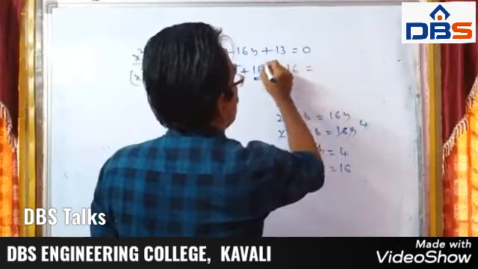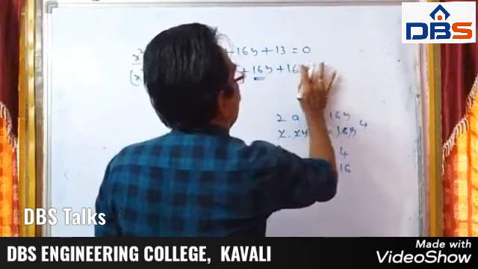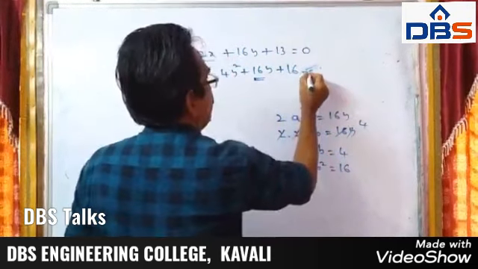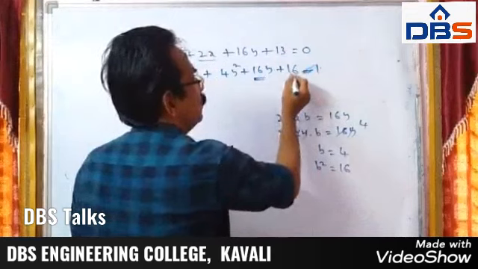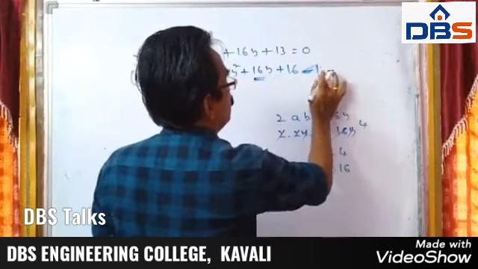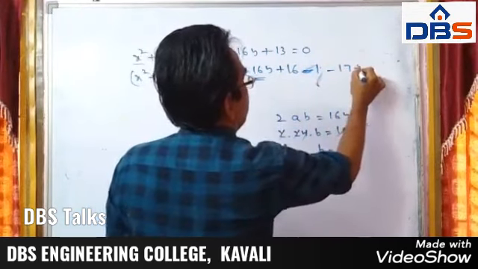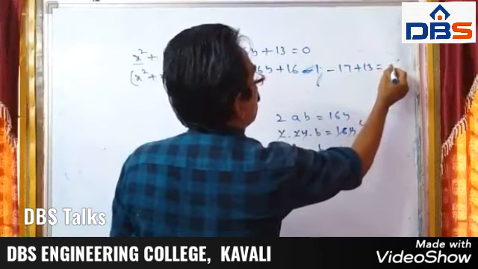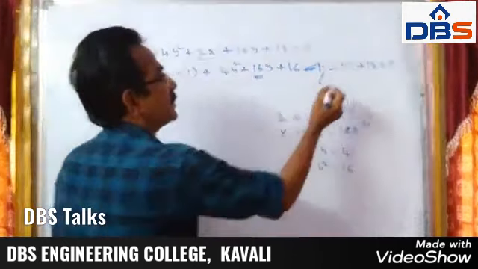So we have added plus 16, so we have to do minus 16. We have to do minus 17 plus 13 is equal to 0 plus 16.